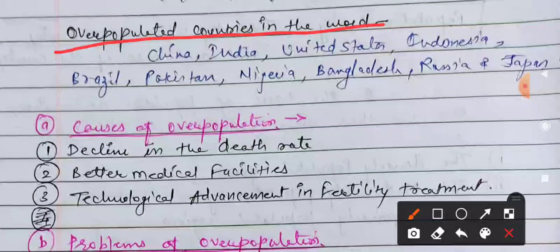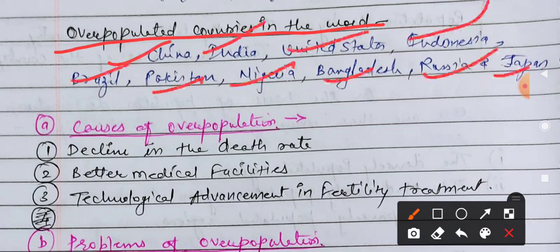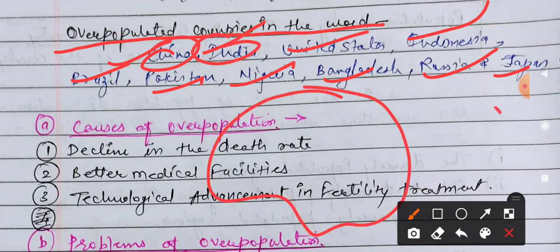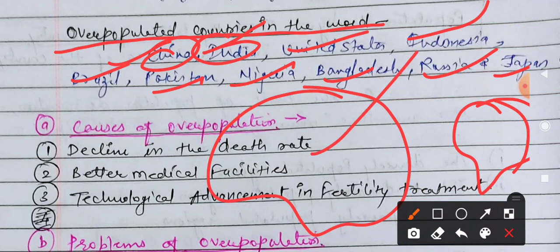Overpopulated countries in the world. Which are the overpopulated countries? You know well, the two countries which are first and second, China and India. Then United States, Indonesia, Brazil, Pakistan, Nigeria, Bangladesh, Russia, Japan. So these all are the countries where there is overpopulation. It means more than its area. If talking about China and India, China is having that much area and India is only that much area, still China is in the first position because we are not talking in relation to the area. So the population is too much, because most of the area is also not habitable.